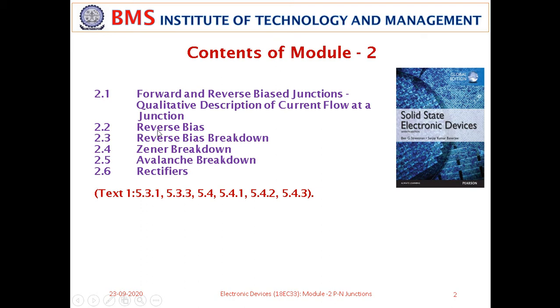We pay attention to the reverse bias and reverse bias breakdown mechanisms. We will explain the phenomena involved in the reverse bias and reverse bias breakdown. Particularly, we explain two different breakdown mechanisms, Zener breakdown and avalanche breakdown. These breakdowns happen in diodes. In laboratories also you might have seen these breakdowns.